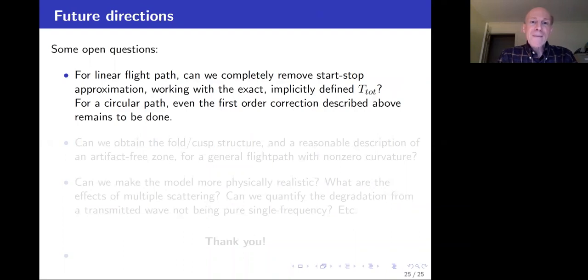Okay, so let me just conclude with some open questions. So for a linear flight path, can we completely remove the start-stop approximation? In other words, working with the exact function t tot, which is really implicitly defined and therefore awkward to work with, can we actually show that still you get a blowdown fold structure? Now for the circular flight path, we didn't even do the first order correction because it turns out that the calculations got messy very, very quickly. That still remains to be done. And then you would have the first question as well. Can you simply do away totally with the start-stop approximation?